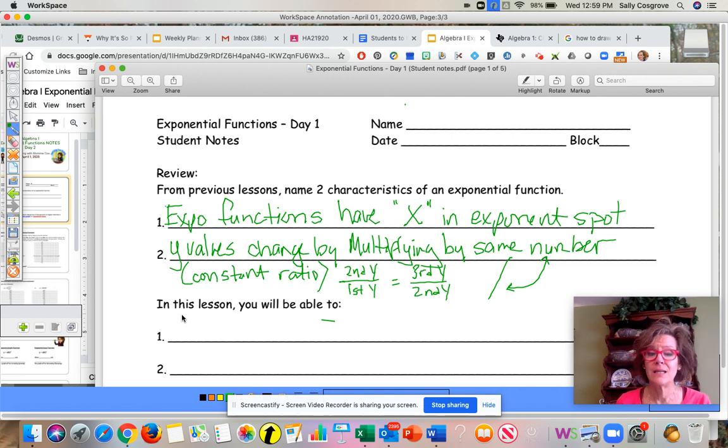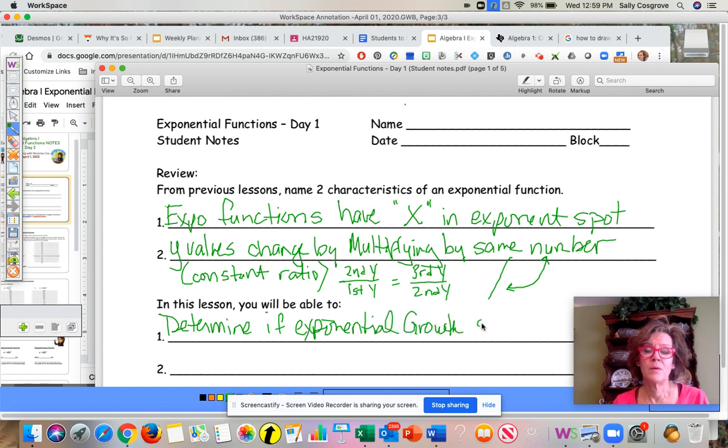In today's lesson, this is our objective, that we're going to be able to determine if something is growth or decay. So we're going to be able to determine if it's exponential growth or decay. Decay. Ooh, that didn't look very pretty. Let me fix that. D-E-C-A-Y. Decay.